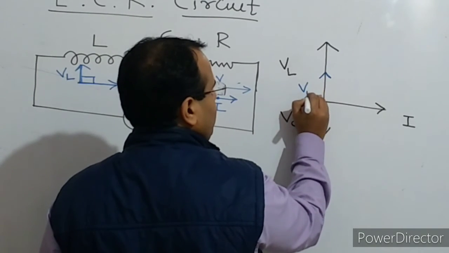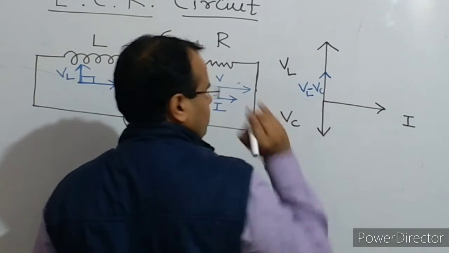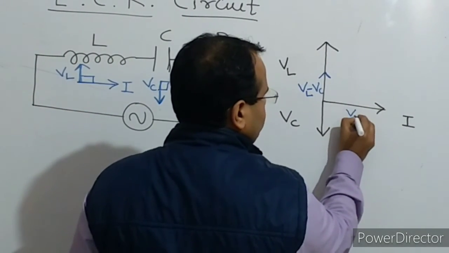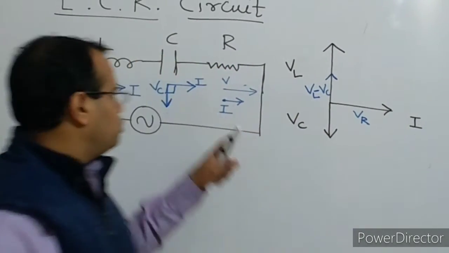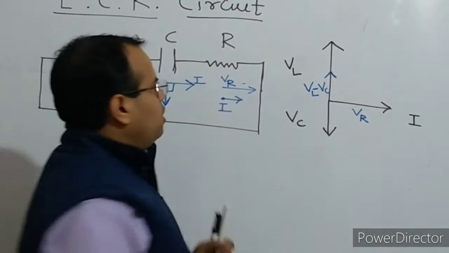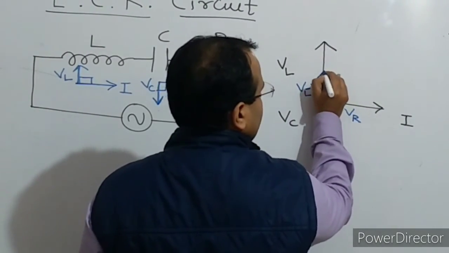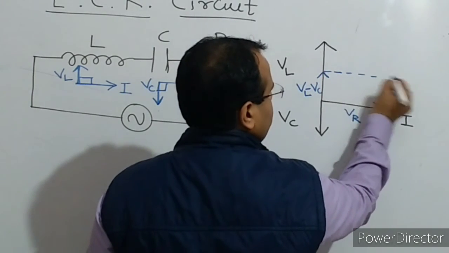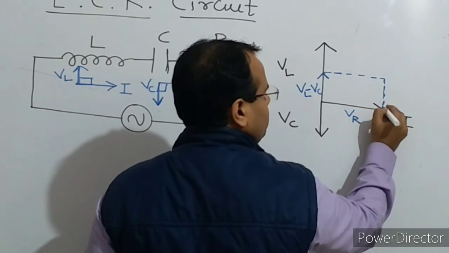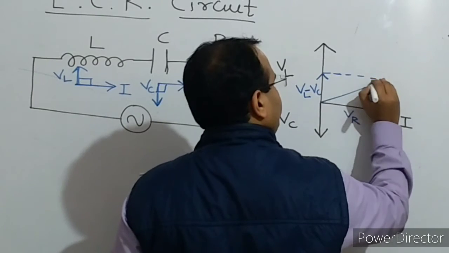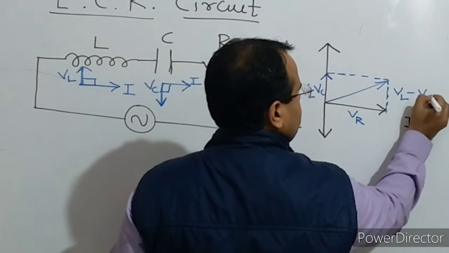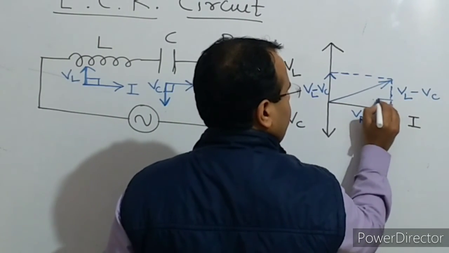So we can write this as VL minus VC, and here this is the voltage across the resistor. As I told you, the voltage across the resistor and the current are both in the same phase. Now we can complete this and find the resultant of these two. This is VL minus VC, this is VR, and this angle is 90 degrees.